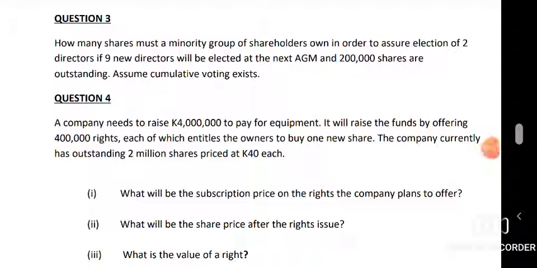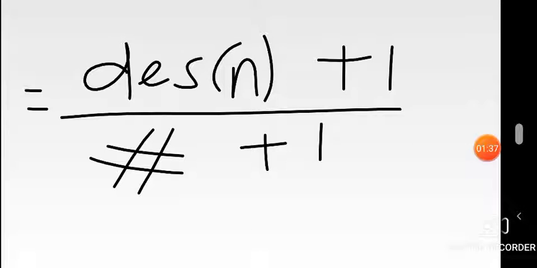So let me share the screen. What you're seeing there is the formula for cumulative voting rights system. If they've asked you that they're using cumulative voting rights, that's the formula you need to find those number of shares that are required to take part in this election. So you've seen this DES. What does that stand for? The designated number of shares, or the shares that are available for this election process.